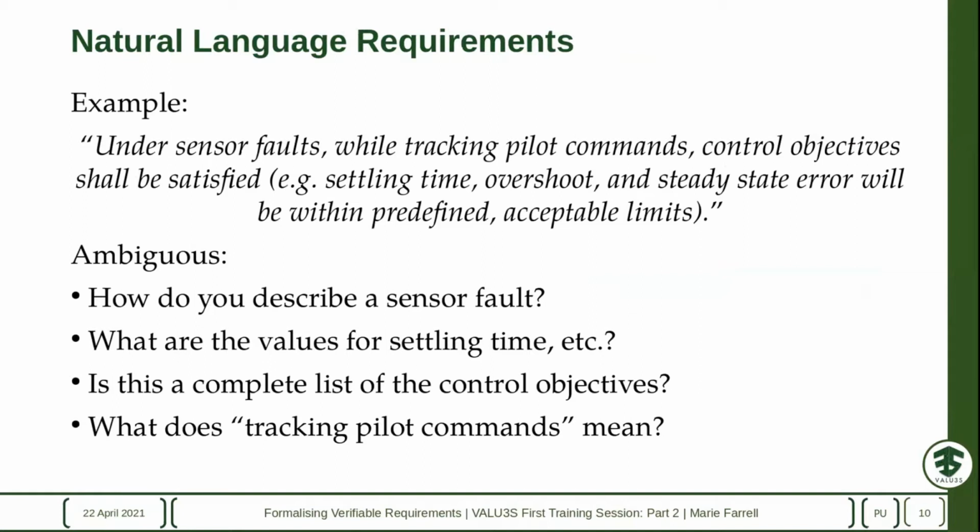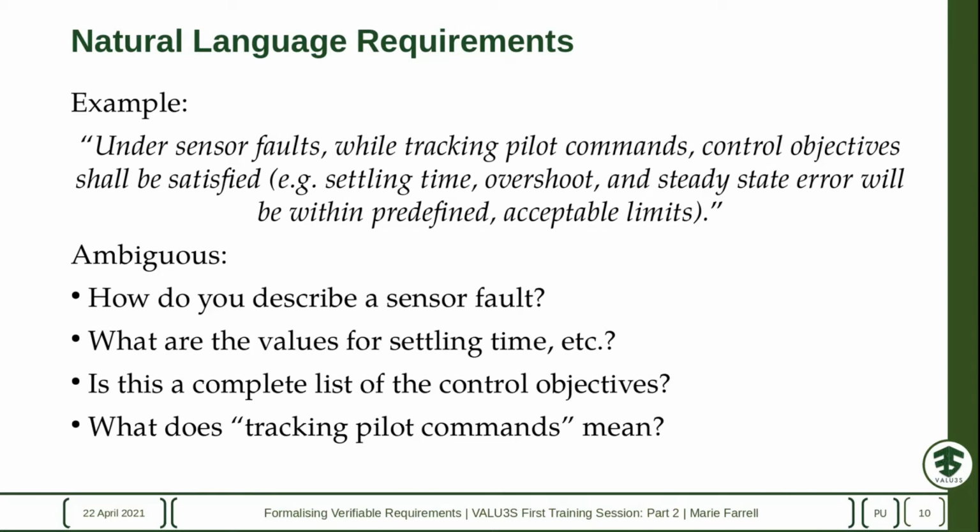So when we were tasked with verifying this system, we asked for requirements. We were given some requirements from our industrial partner. And so here is just a sample of one requirement that we have been given for this use case. It says that under sensor faults, while tracking pilot commands, control objectives shall be satisfied. And then it gives an example of what some of these control objectives are, and basically that specific variables are within specific limits. Now, although this requirement is useful, it tells us something about the system, it is not very easy to verify in the form that it currently is in.